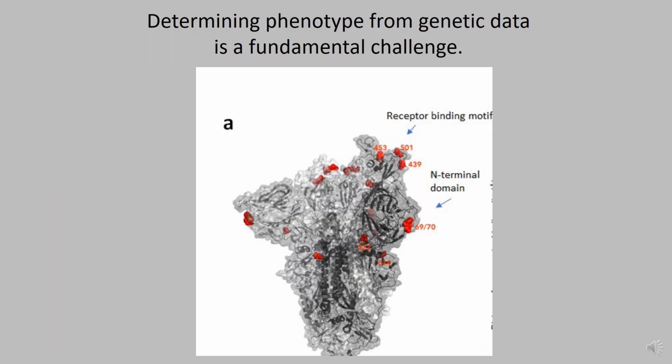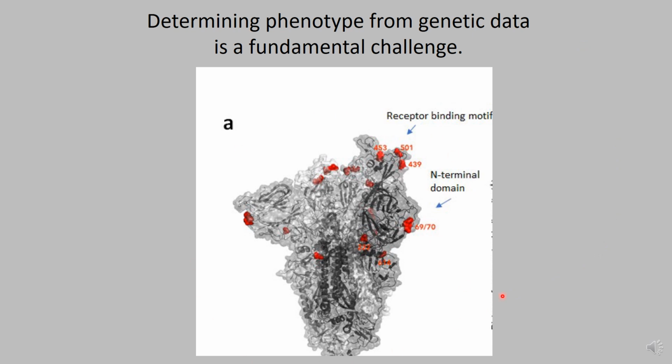So determining phenotype from genetic data is a fundamental challenge. And what does that mean? Just because you see a mutation in a nucleotide sequence and therefore an amino acid sequence, what does that mean for the phenotype of the protein is quite a challenge.